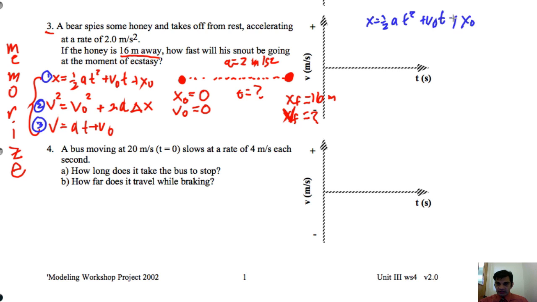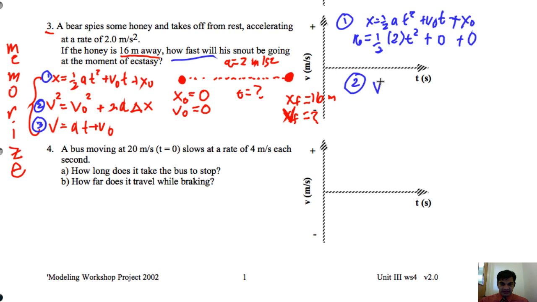Like that. Let's go ahead and plug in our numbers. So we have 16 equals 1/2 times 2 times t squared plus 0 plus 0. So it looks like here, I'm not going to be getting how fast the snout will be going. Move on to the next formula.